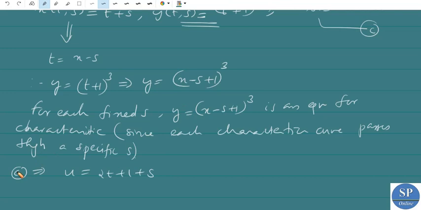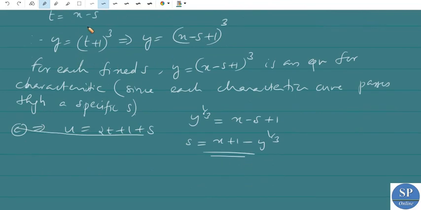before using this, from this we can write y power 1 by 3 is equal to x minus s plus 1. So we need to take s. So s is equal to x plus 1 minus y power 1 by 3. So we got s as a function of x and y, and t as a function of x and y. So t equal to x minus s here. So replacing, x minus s is x minus x minus 1 plus y power 1 by 3, which is y power 1 by 3 minus 1.